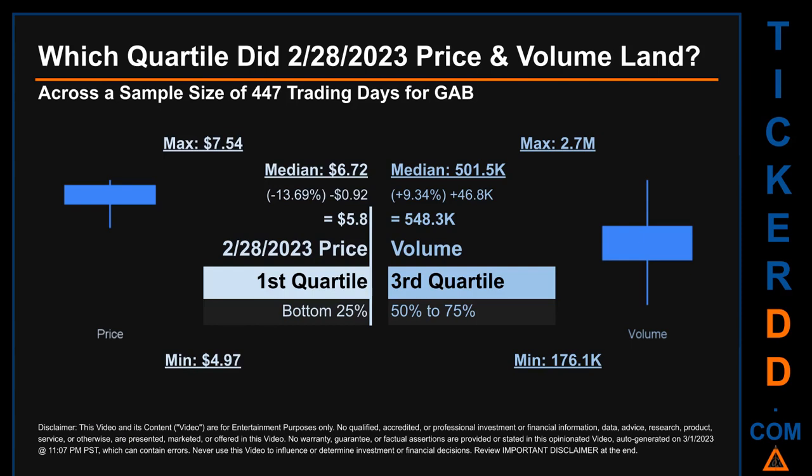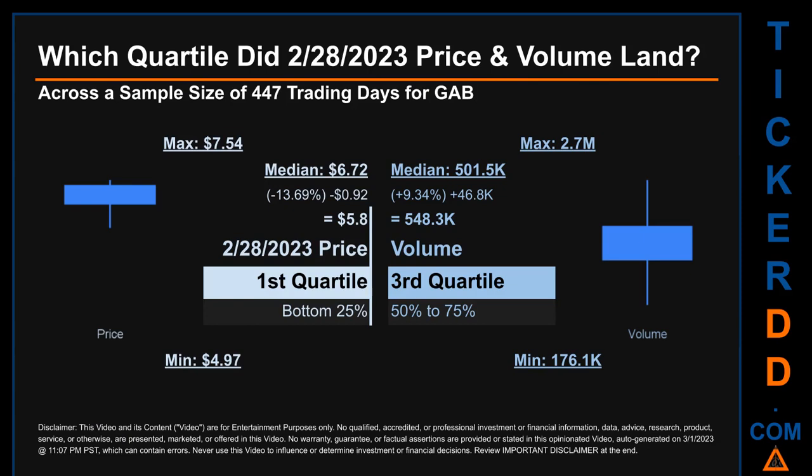Which quartile did February 28, 2023 price and volume land? Across a sample size of 447 trading days, the maximum end of day price for GAB was $7.54 while the minimum was $4.97. Within that price range, February 28, 2023 price of $5.80 landed within the first quartile, meaning it was within the bottom 25% of all sampled end of day prices.